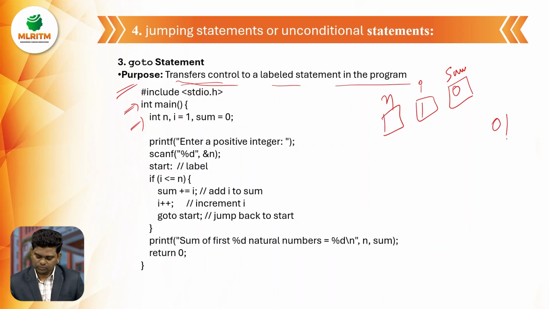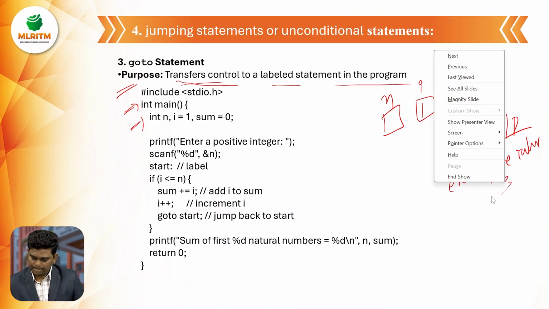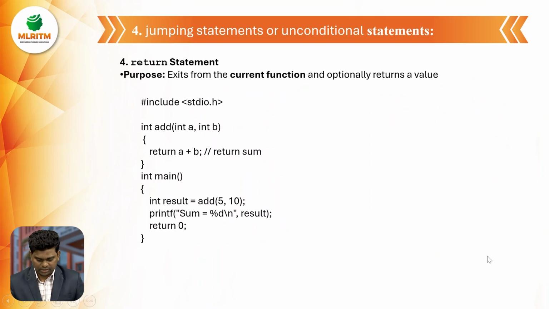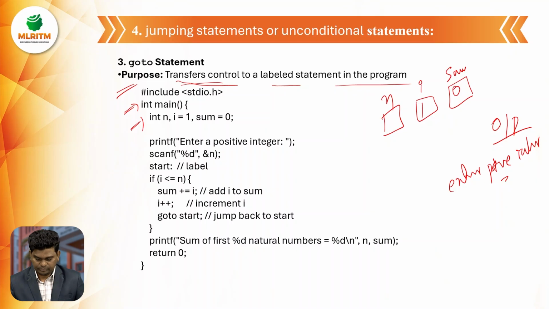Now we have printf. So in the output, we get the first statement as enter a positive integer. So the user has to enter a positive integer. Suppose you give 3, so my number is 3. Entering the 3 value, scanf reads that given number and stores it in the n variable. We already declared the n variable.